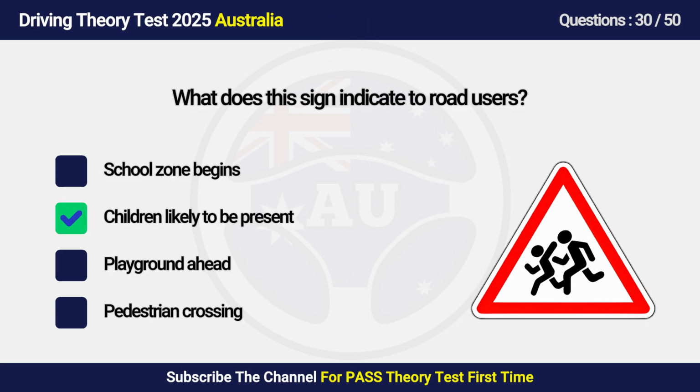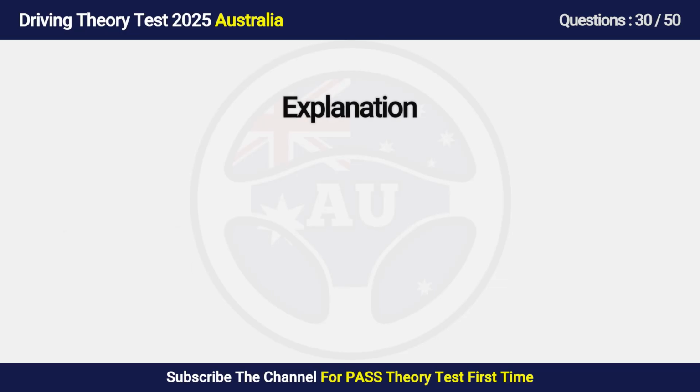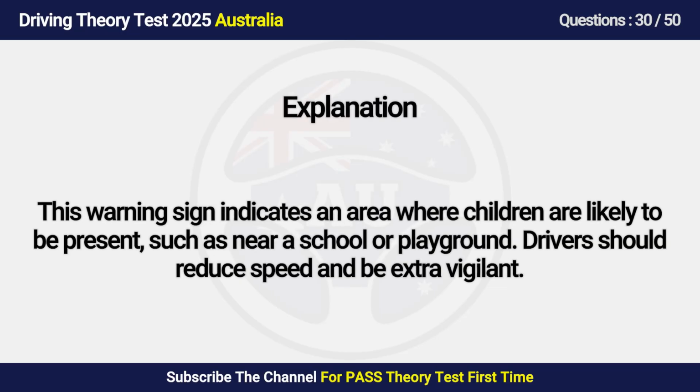Answers is B. Children likely to be present. This warning sign indicates an area where children are likely to be present, such as near a school or playground. Drivers should reduce speed and be extra vigilant.